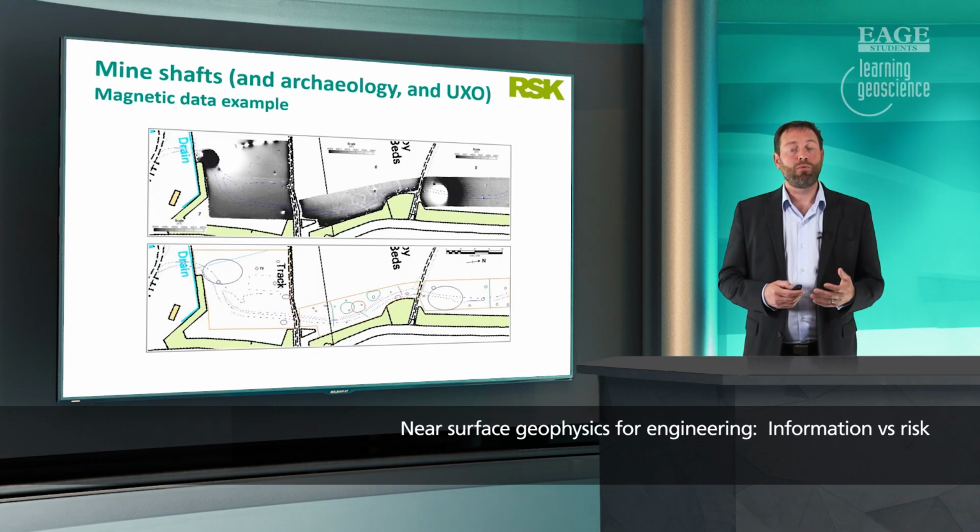Here's another example where we were looking for archaeology, in this instance using magnetic data. There are a number of archaeological features which we located within the data, but by far the largest signal, and this was unexpected for this site, came from two buried mine shafts. They weren't expected, they were an unknown for our client and for us. And so we were able to identify them and de-risk them from the project for the client.